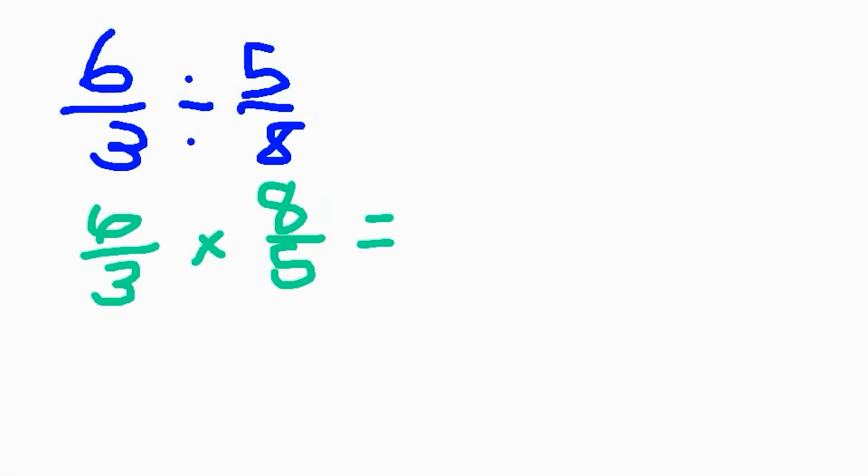What is 6 times 8? That's 48. I hope you remembered that one. What is 3 times 5? You're right, that's 15. What type of fraction is this called? Do you remember? I'm going to give you a chance to think about it. That's right, it's called an improper fraction. When our numerator is bigger than our denominator, it is an improper fraction.